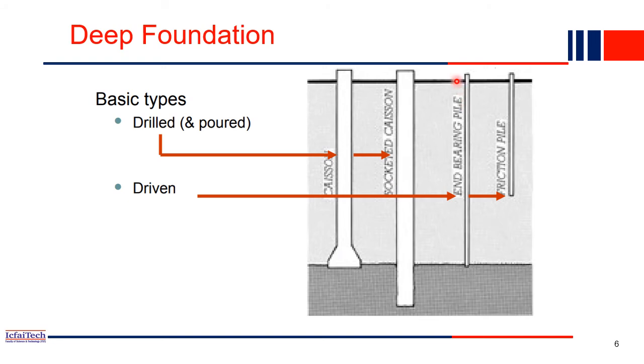And the next one is driven. Driven means this concrete pile is already made on the ground surface, and you are hitting on this end so the entire pile will go down. Basically you are driving this pile into the ground. So this is the other category, that is driven pile.